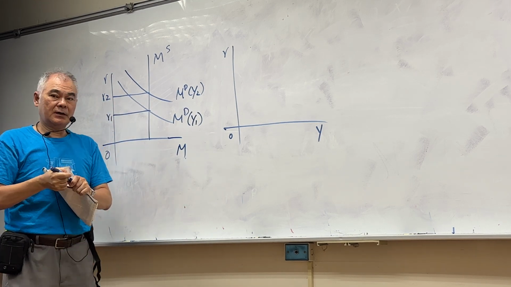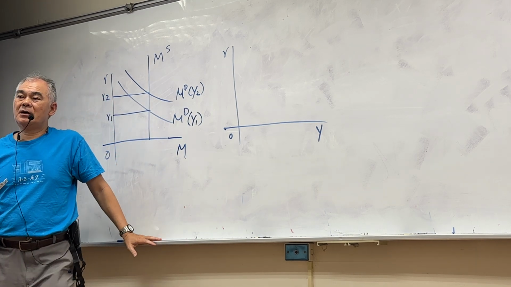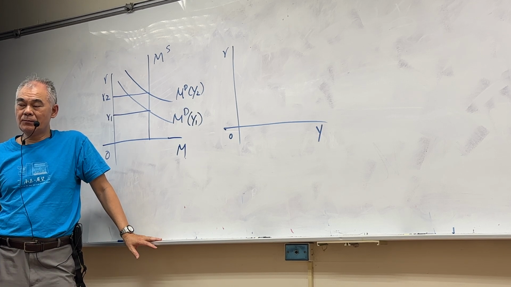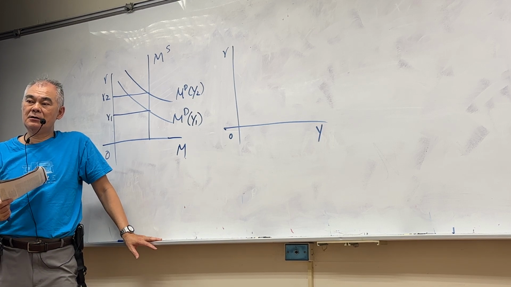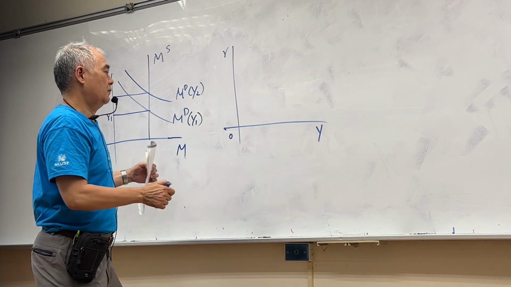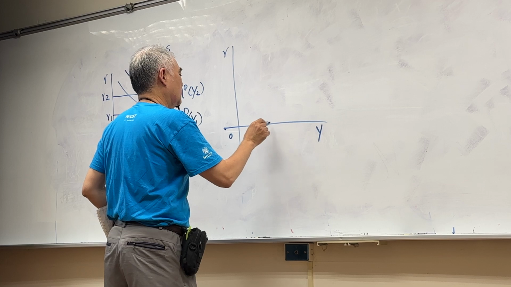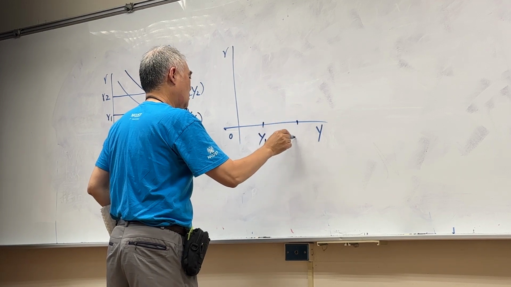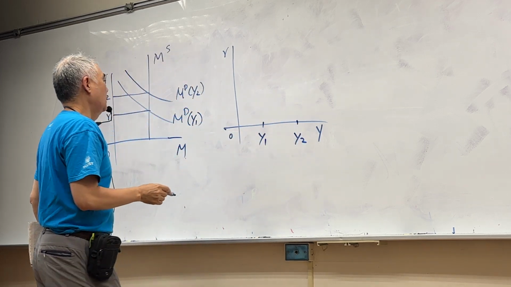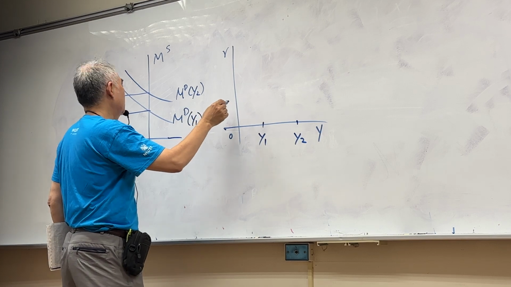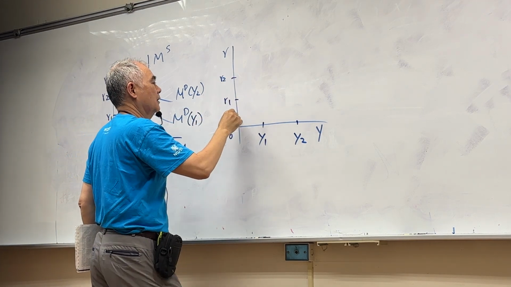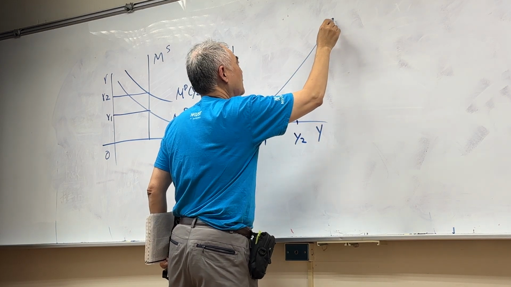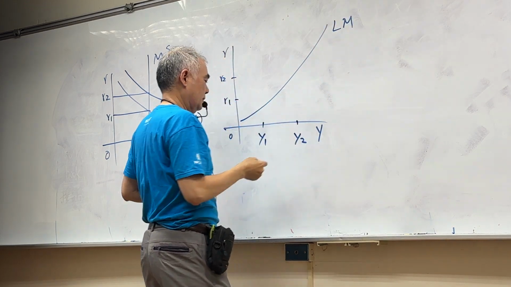As we all know, if income level goes up, then money demand is going to go up. And if money demand goes up, you're going to get a higher interest rate. So then we get two points, Y1, Y2, and R1, R2. So what you get is the LM curve.